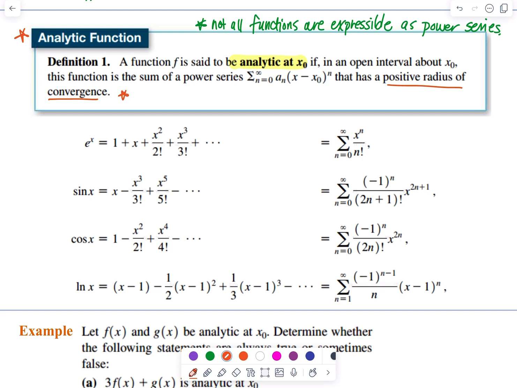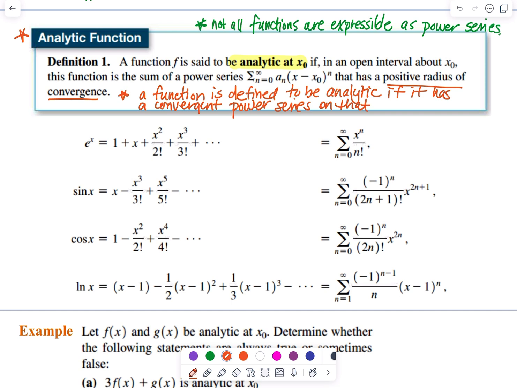So a function is defined to be analytic if it has a convergent power series on that interval. And that's just what we've written right above. Now, basically, we're just looking for where we fail this, when we divide by 0.